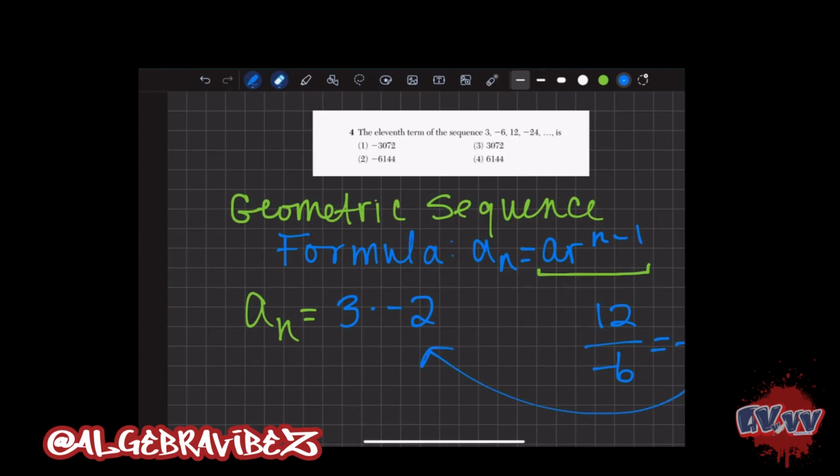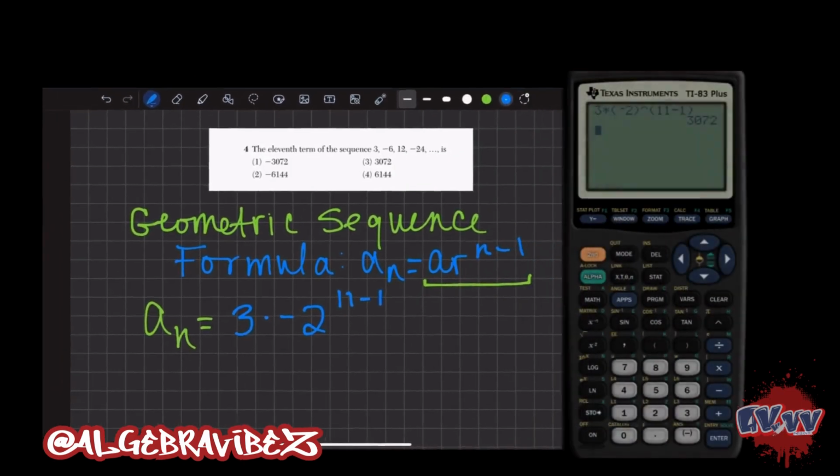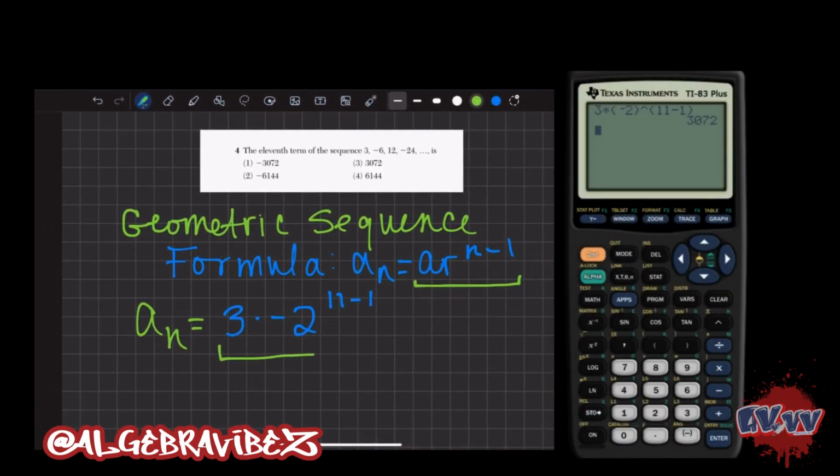So then we're going to take our n, or our term position, and put that where our n is. So 11 minus 1 is going to go up there. Now you can see, using the calculator down here, I'm going to plug everything into the calculator, and I want you to do just that. And it's going to give us the answer of 3,072, which is choice number 3.